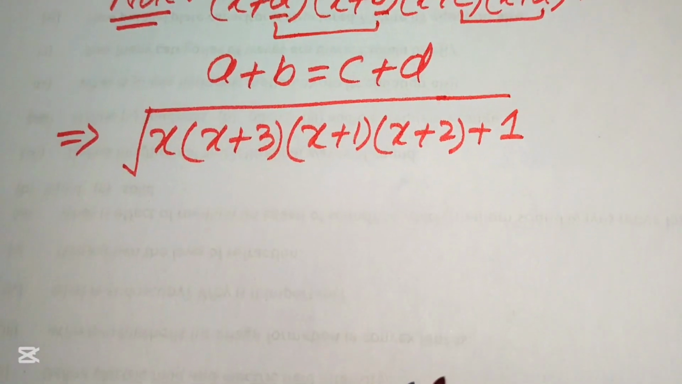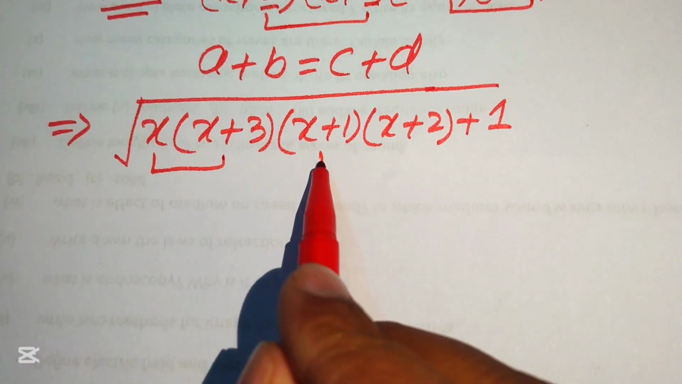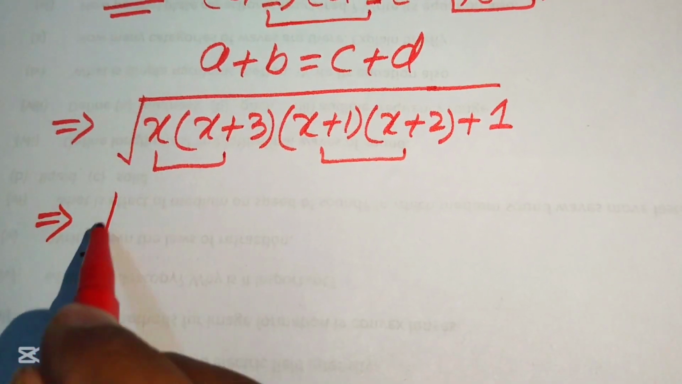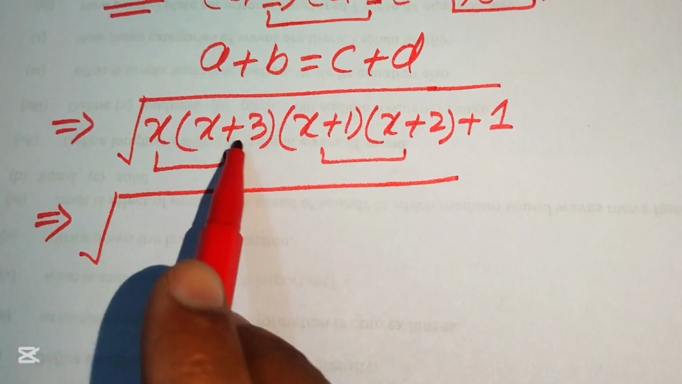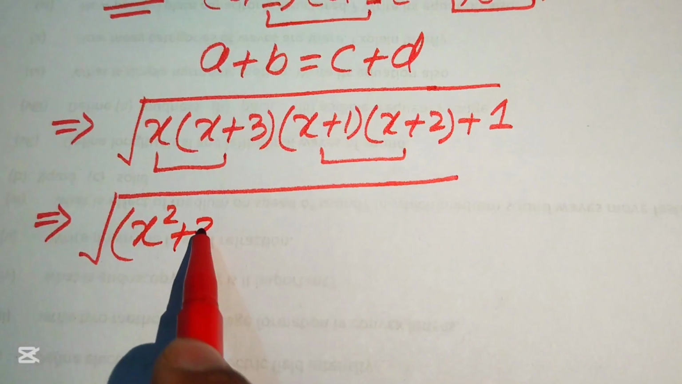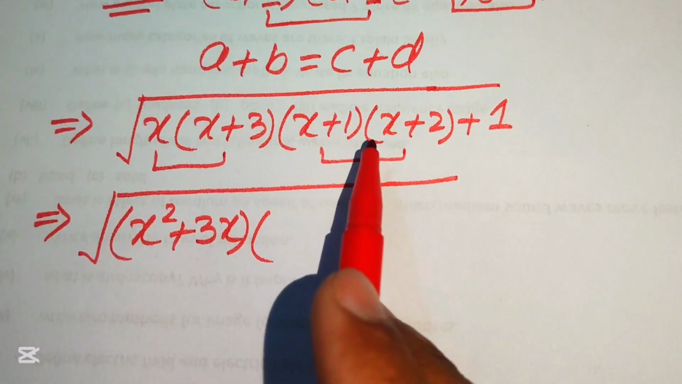Okay, so further we need to multiply the first two factors and the last two factors. When you multiply the first two factors, multiplying x on both of these terms, it becomes x square plus 3x, times, now we need to multiply these two factors here.